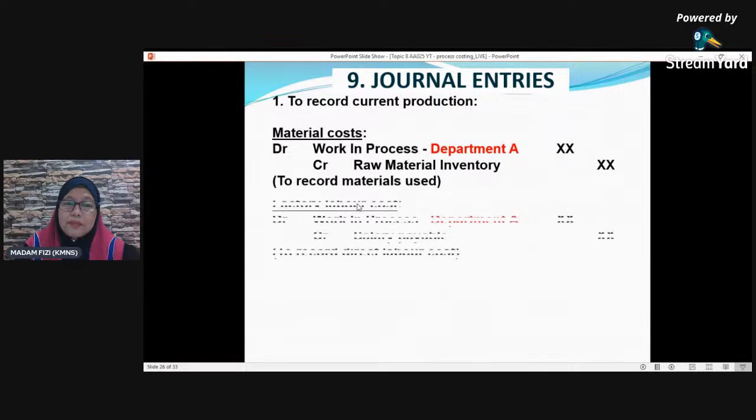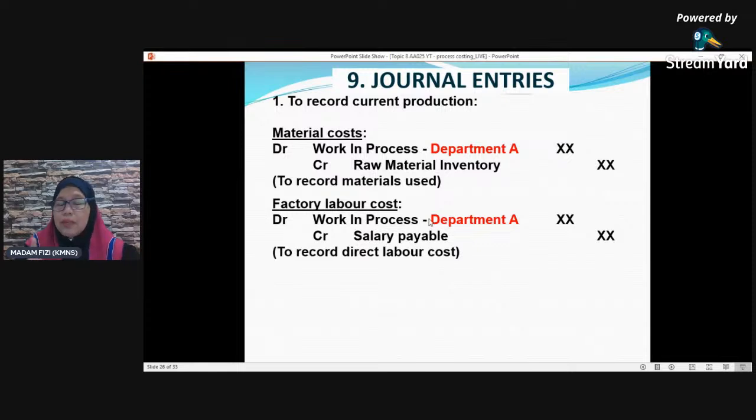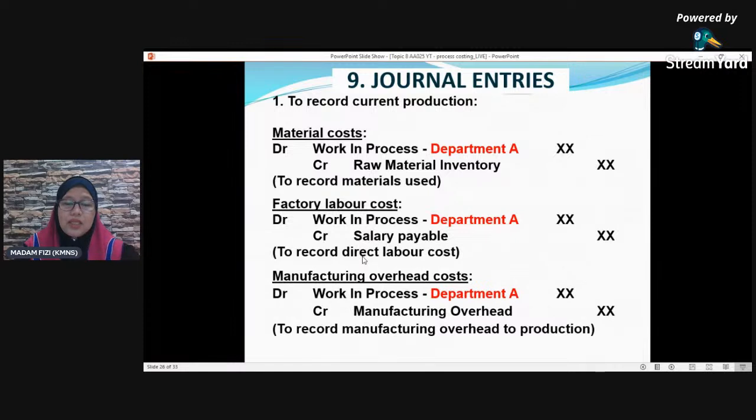Item number 2 is direct labor. So, debit work in process inventory department A, you must mention, and credit salary payable. Same as job order costing. The narration is to record direct labor cost. And item number 3 is manufacturing overhead. Same thing, debit work in process department A and credit manufacturing overhead, to record manufacturing overhead to production, or just to record manufacturing overhead is fine. So this is to record the current production.